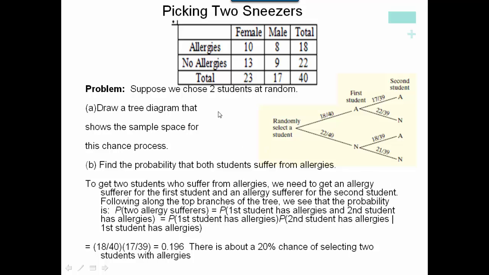Here's another example. Back to the idea of the allergy. Suppose we chose two students at random. Draw a tree diagram that shows the sample space. So here's what this would look like on a tree diagram.